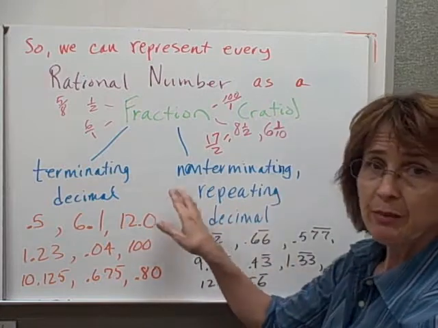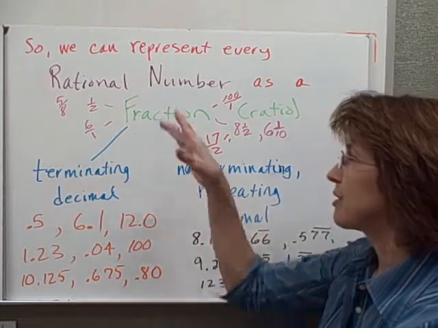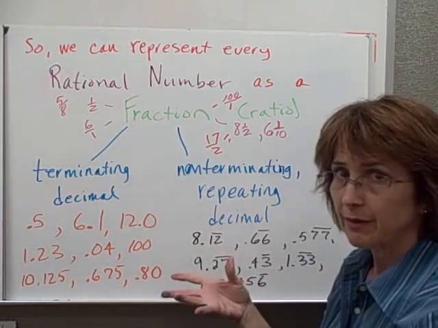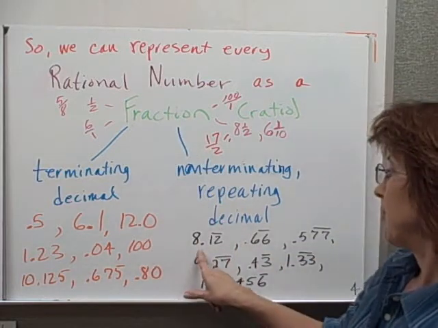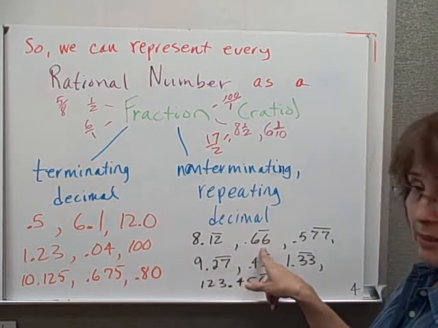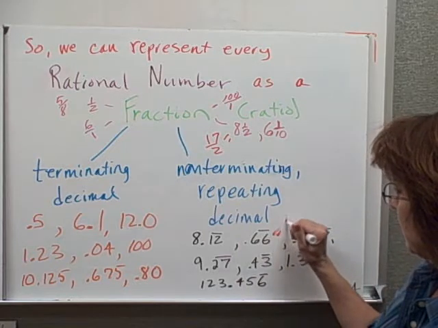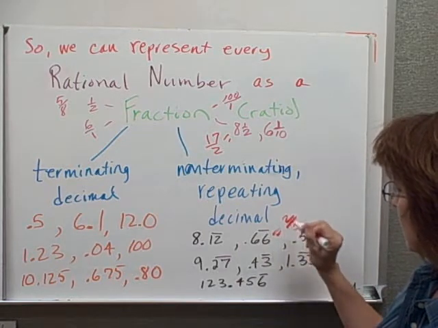Or else we can represent them as non-terminating repeating. If they're not going to terminate, for it to be a fraction, it's going to keep repeating. So we have 8.12 with the bar over 1, 2, so 1, 2, 1, 2 repeats. 0.6666, you probably know this number, that actually equals 2/3, and we'll see that later. 2 over 3 is what that equals.